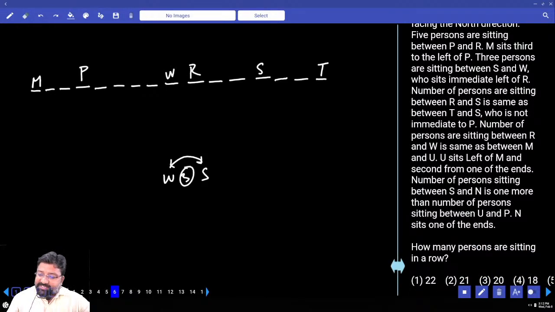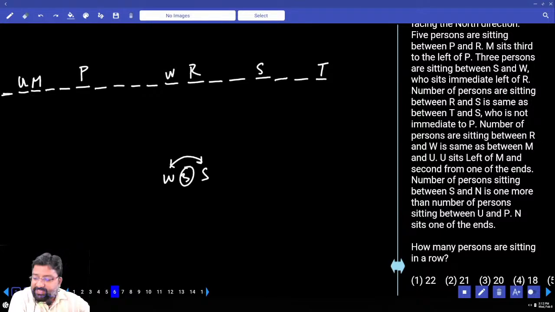The number of persons sitting between R and W is the same as between M and U. R and W, 0. M and U should also be 0. U sits to the left of M and second from one of the ends.